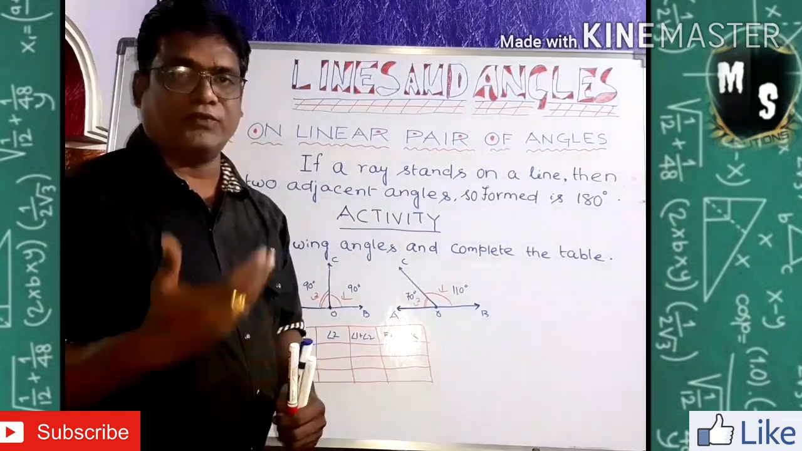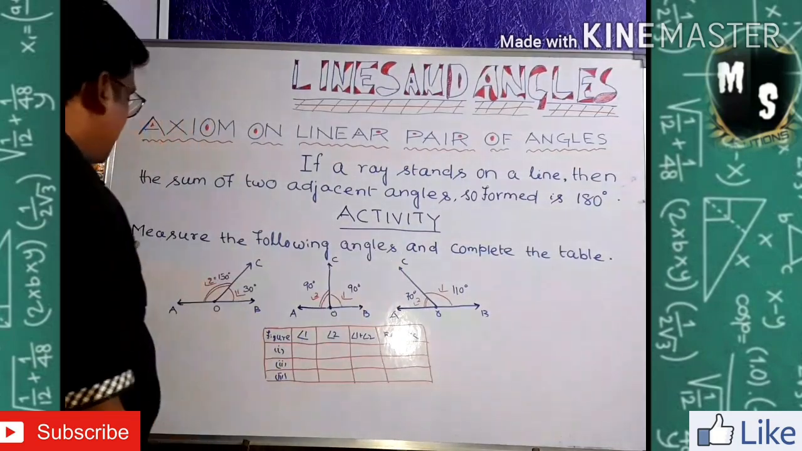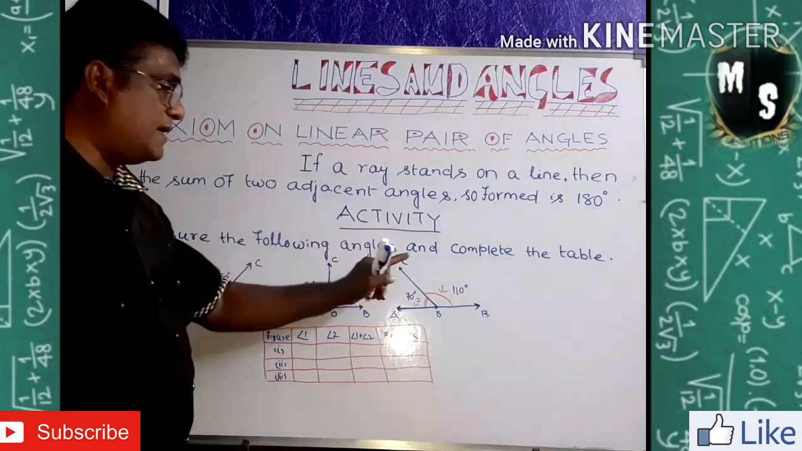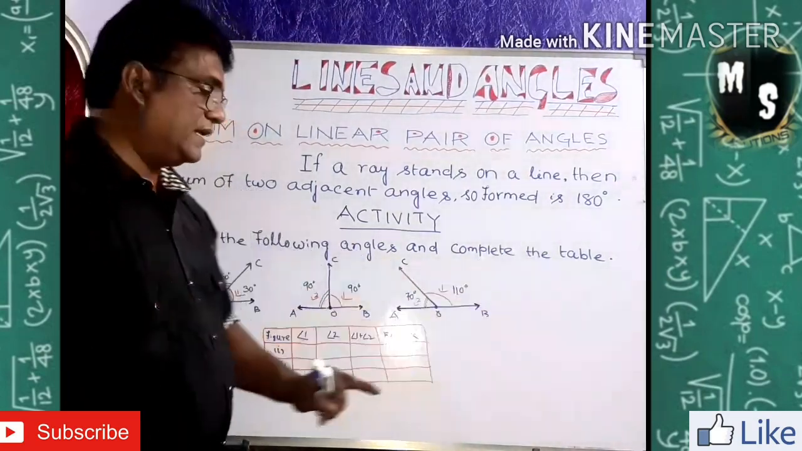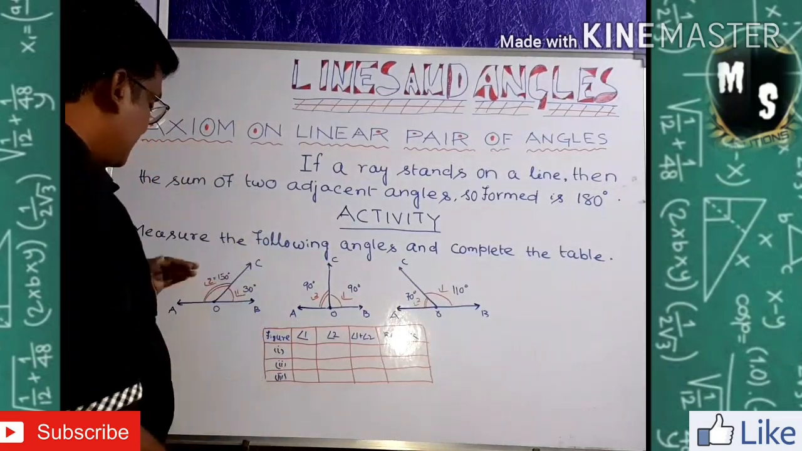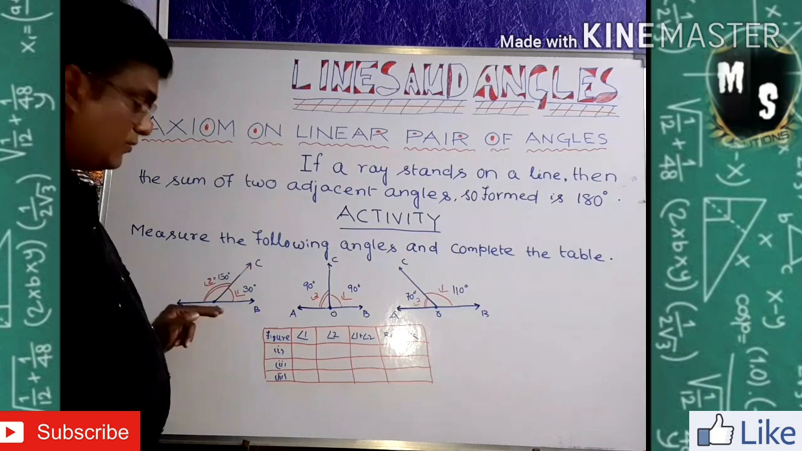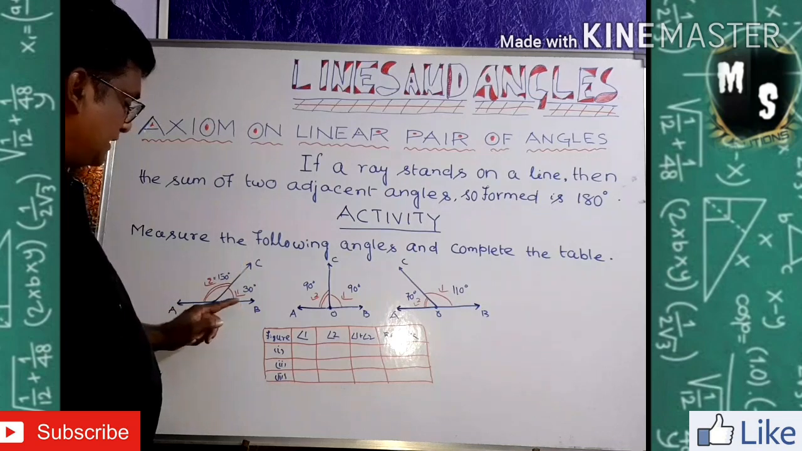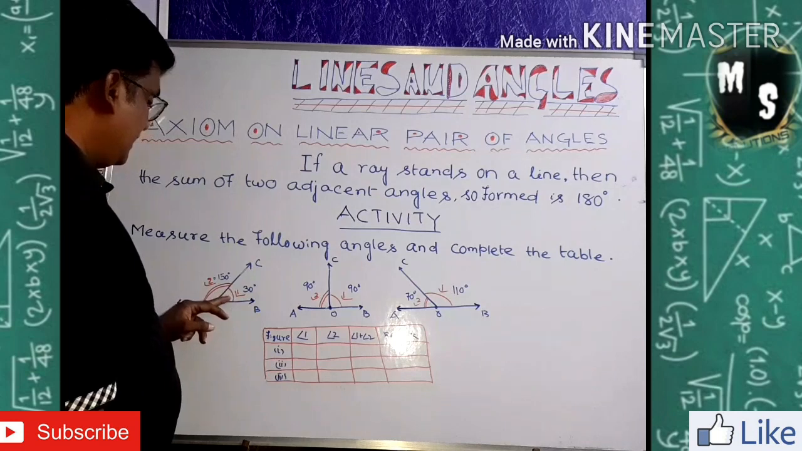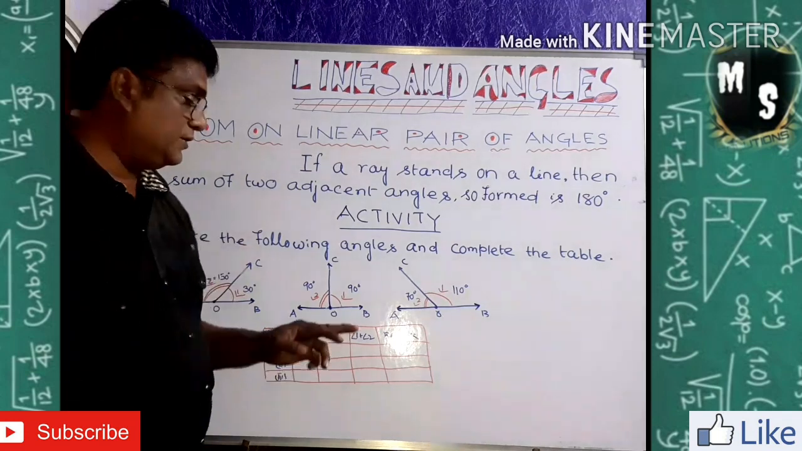See an activity I am doing for you. You also do it at home. So see the activity. What is the activity? Measure the following angles and complete the table. I gave you a table here and three figures here. In the first figure, I took a line AB and a ray OC standing on the line, and two angles are created. I measured them, and one comes to 30 degrees, another comes to 150 degrees. So you also measure like that.